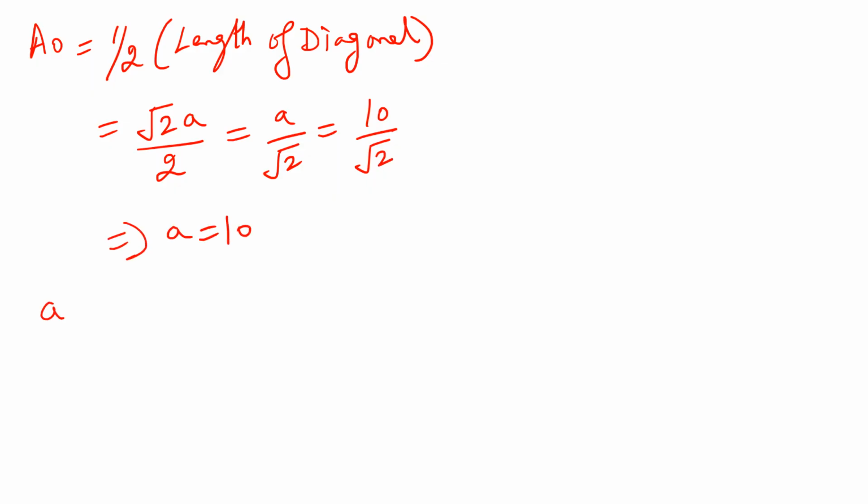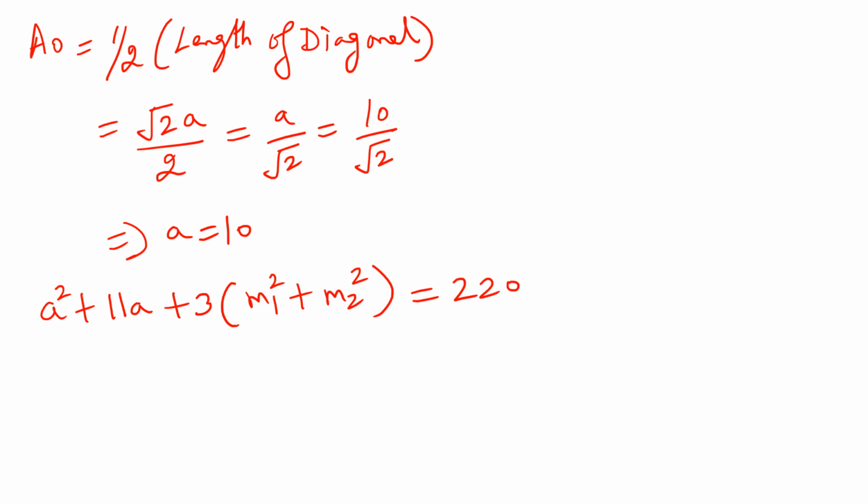Now students, we have been given the equation A square plus 11A plus 3 times M1 square plus M2 square equal to 220. Now just substitute the value of A in this equation. So it becomes 100 plus 110, which is 210, plus 3 times.